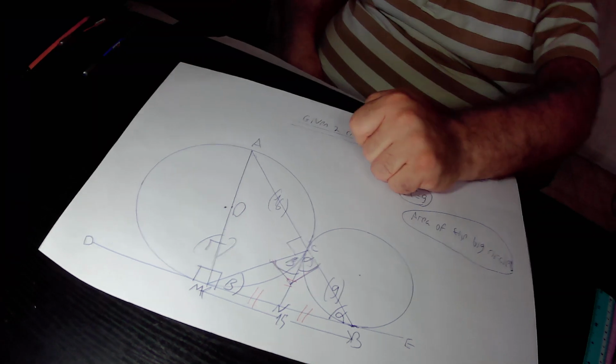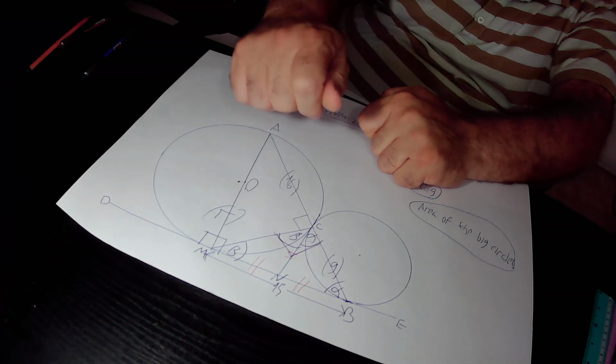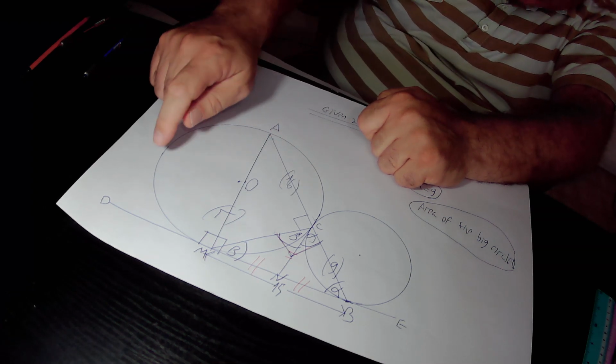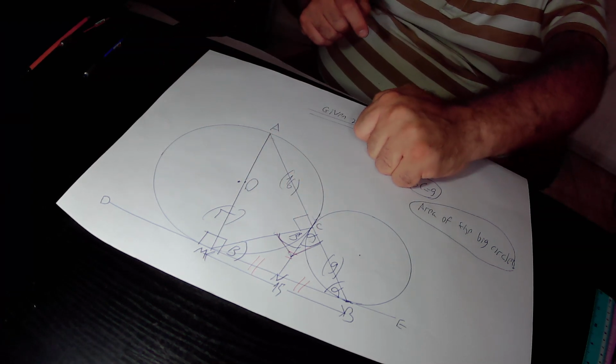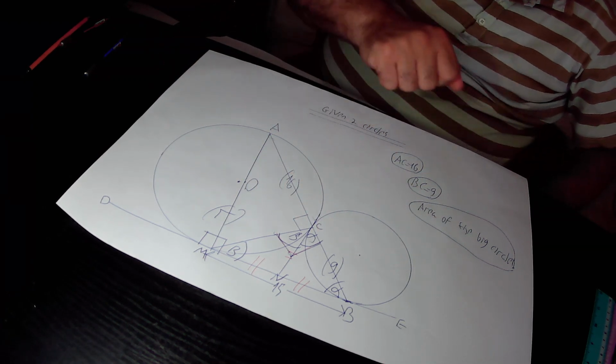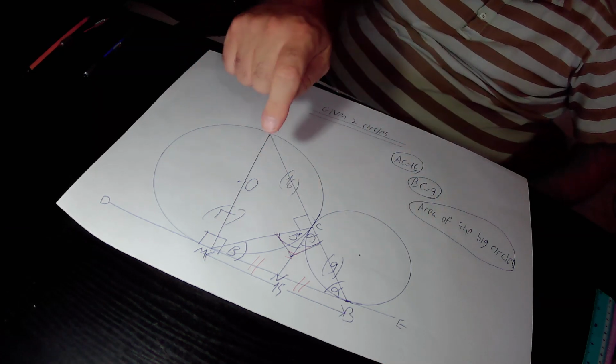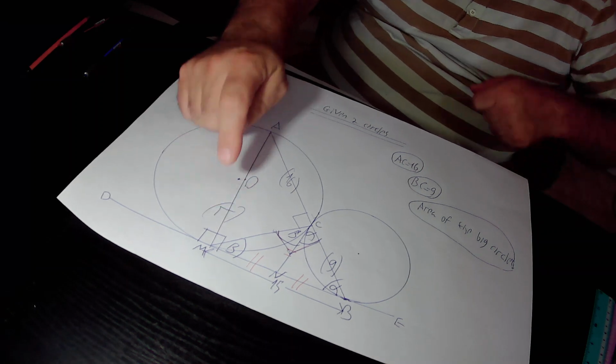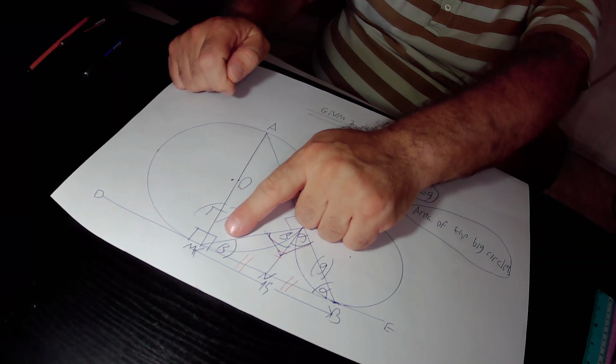So OM equals R, and the radius OM is drawn to point M, the point of tangency of tangent DE with this big circle. Whenever you have a radius drawn to the point of tangency, the tangent DE will be perpendicular to the radius MO. If DE is perpendicular to MO, this angle equals 90 degrees, and this angle also equals 90 degrees according to rule 1.